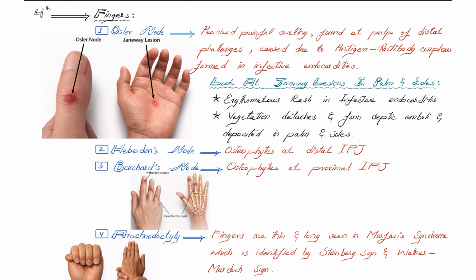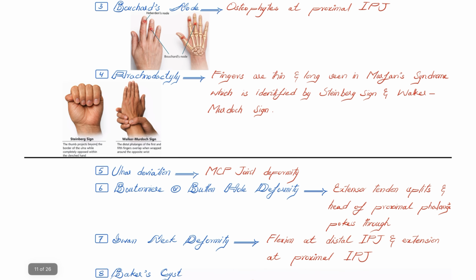Second that we have to talk about is Heberden's nodes and Bouchard's nodes. Both of them are osteophytes which are found in patients having osteoarthritis. Heberden's node is osteophytes which are found at the distal interphalangeal joint, while Bouchard's node is osteophytes which are found at the proximal interphalangeal joint. Arachnodactyly is found in patients having Marfan syndrome.